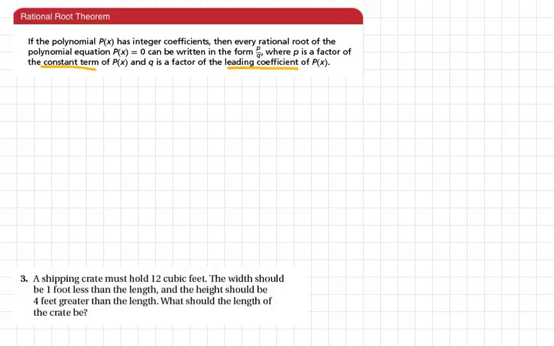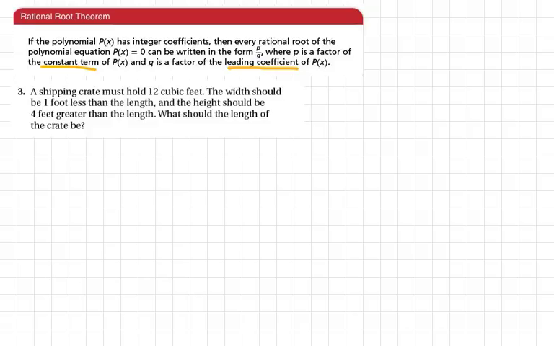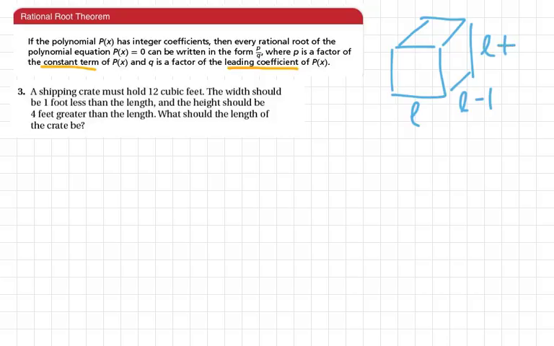Let's look at this problem. A shipping crate must hold 12 cubic feet. The width should be 1 foot less than the length, and the height should be 4 greater than the length. What should the length of the crate be? Okay, so let's give it a length there. The width should be 1 foot less than the length. We'll call this the width, so L minus 1. And the height should be 4 greater than the length, L plus 4.